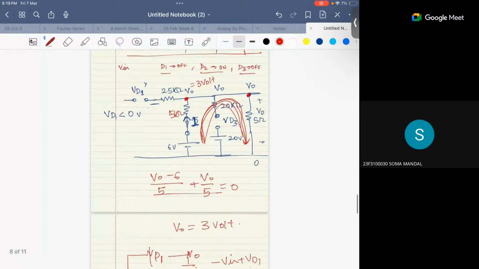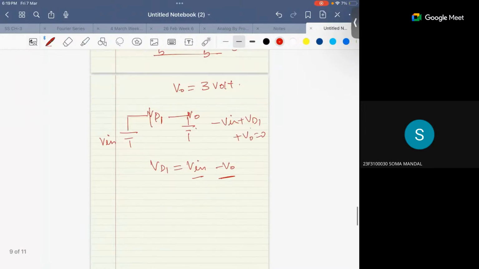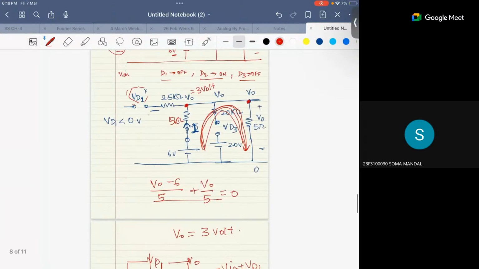Now, our assumption was what? Our assumption was VD1 should be less than 0, right? We made the assumption that this is in reverse bias, correct? And we were taking V input as a very small value, right? 0.1 or something like that. So 0.1 minus 3 is coming out to be negative. That means the assumption that we made was correct.